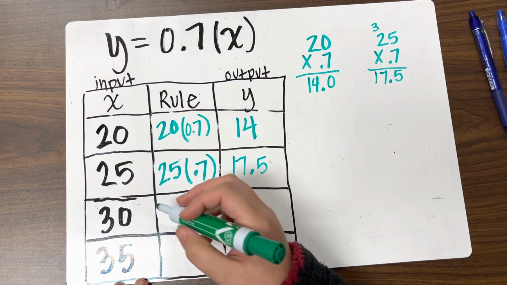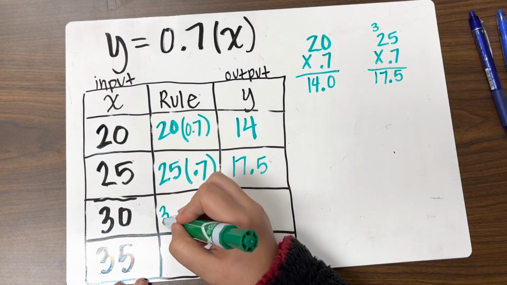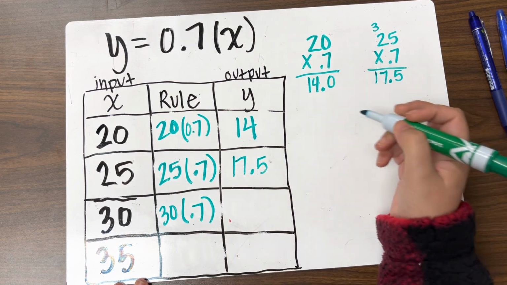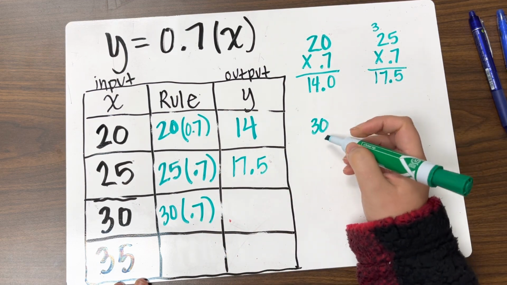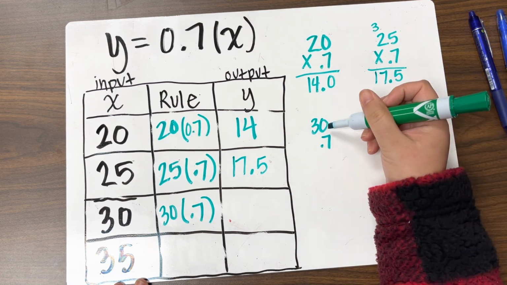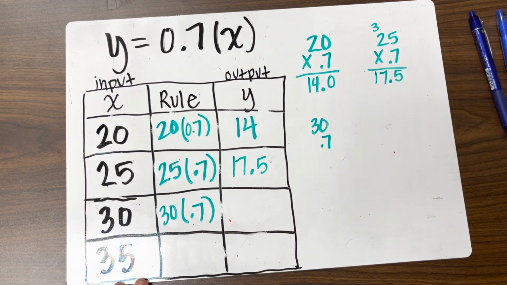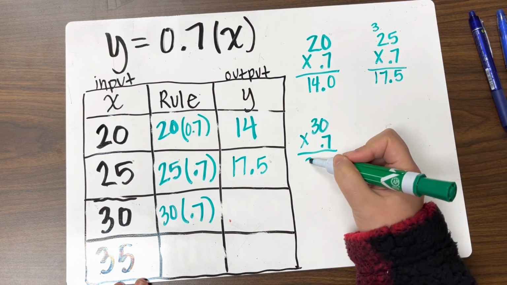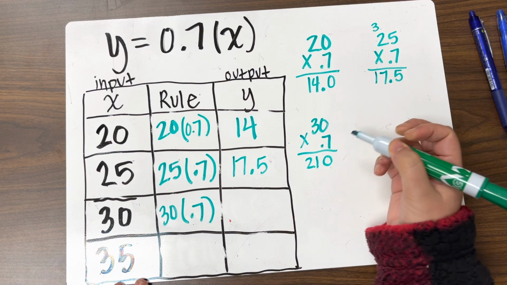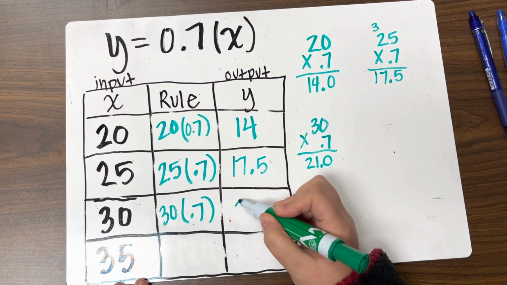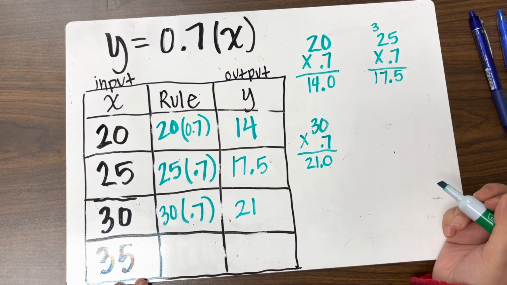Now we have 30 times 0.7. Now here you can use the power of 10 and just multiply 3 times 7 is 21 and add the 0, and then still put your decimal in the correct place. So 21 would be correct.